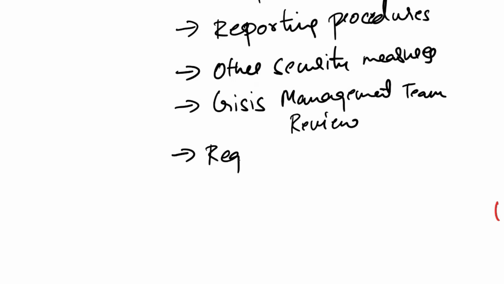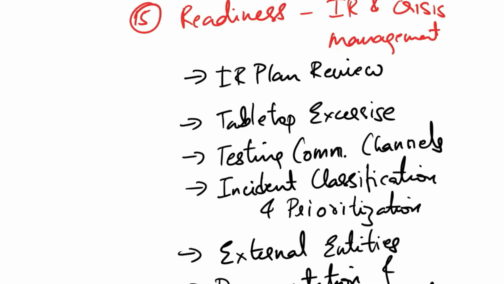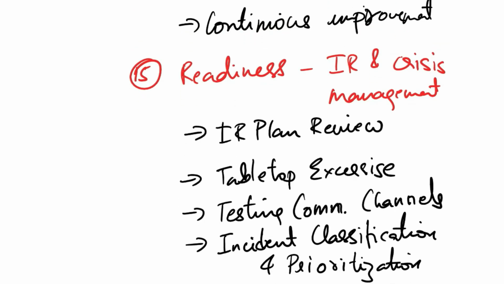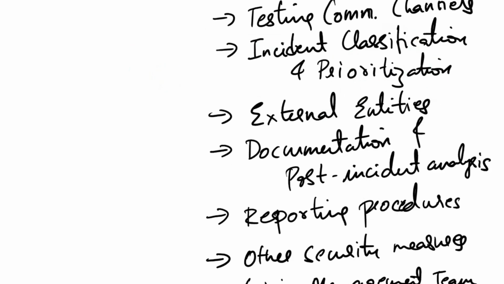Next, regulatory compliance. Ensure that the incident response plan aligns with regulatory requirements and industry standards. Assess the organization's ability to demonstrate compliance with incident reporting and response regulations. So, by thoroughly assessing these aspects, an IT auditor can provide insights into an organization's readiness to handle cybersecurity incidents and manage crisis effectively. Let's go to the next question.